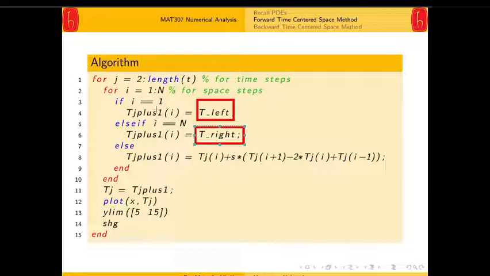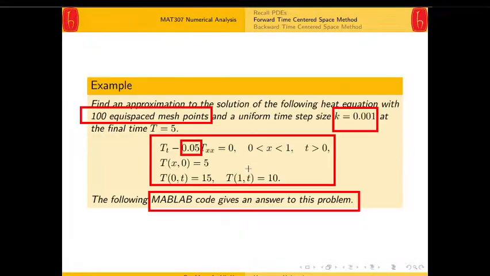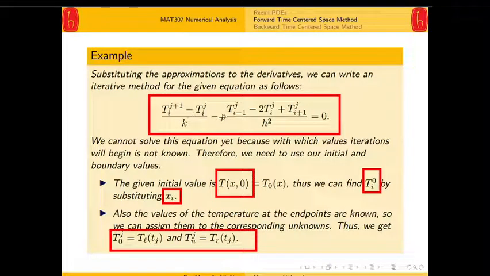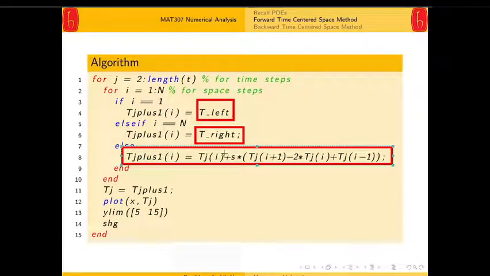But if i is not equal to 1 and not equal to n, then we jump on to the else case. So in this particular case, we need to apply that algorithm. So this algorithm, okay, this is identical with that already. So doing that, we can obtain solutions, and these are the updates for the solution. Okay, so at each time level, once we get the solution, we update the solution with the previous one and move on to the next step.